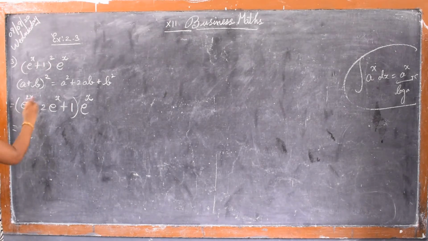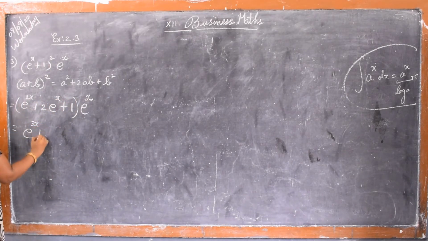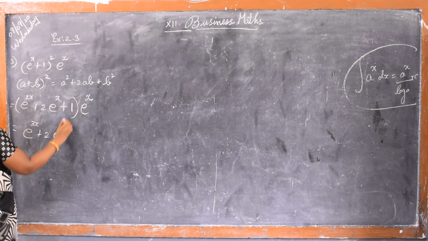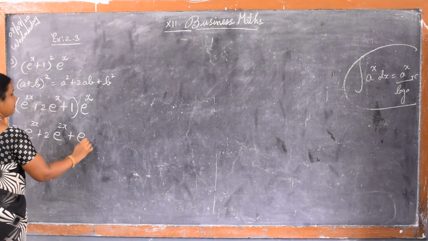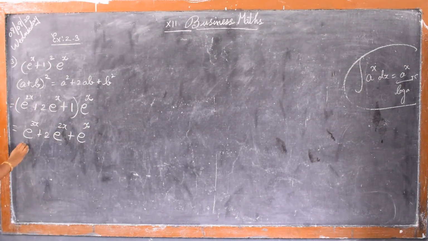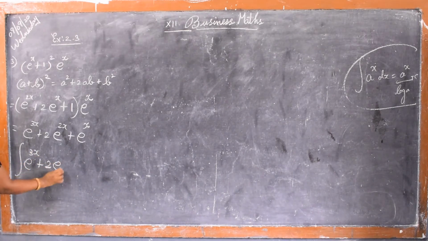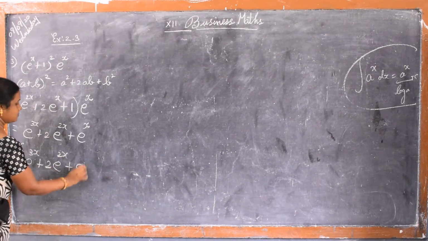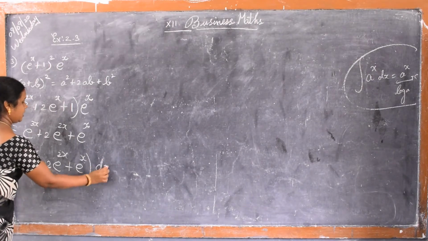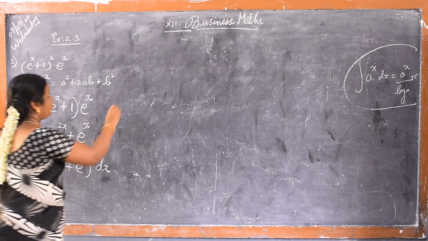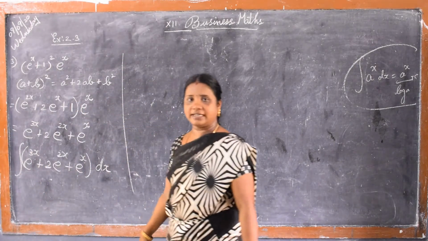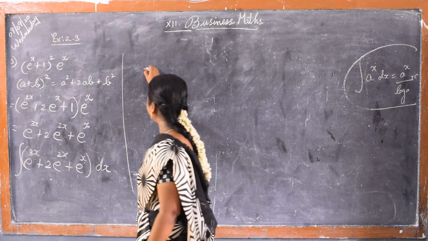e power 2x plus x is e power 3x, plus 2e power 2x plus e power x. Now you can integrate e power 3x plus 2e power 2x plus e power x dx. Again, if you want, you can split it into 3. Otherwise, directly you can write the answer. If you write it without splitting, what will come?